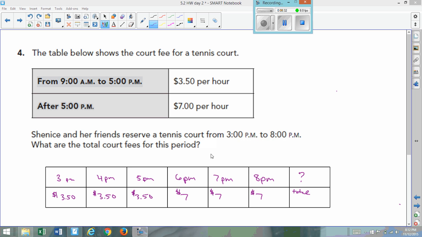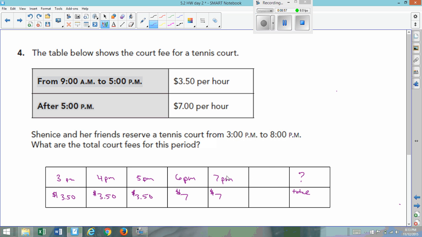So, I filled out the chart and I said from 3 p.m. to 4 p.m. it costs $3.50. From 4 p.m. to 5 p.m. it costs $3.50. From 5 p.m. to 6 p.m. it's $3.50. Then we start getting into this above 5 p.m. rate, which is $7 per hour. So 6 p.m. to 7 is $7. 7 p.m. to 8 is going to be $7.